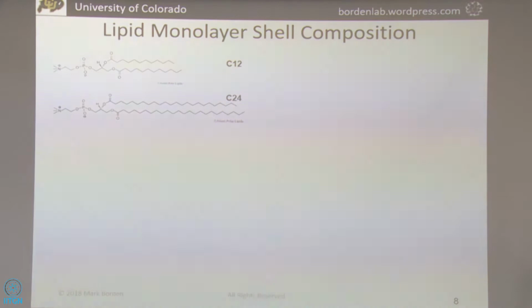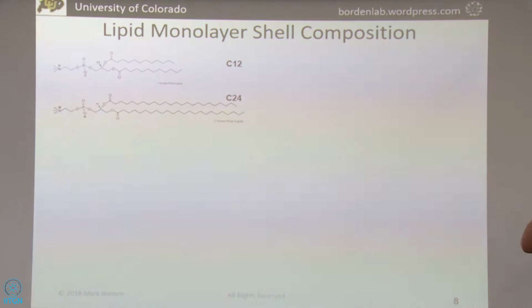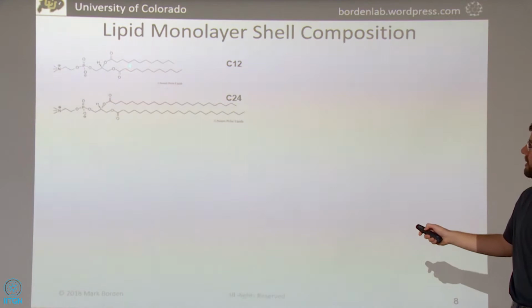We need those lipids to pack tightly on the bubble surface in order to reduce that surface tension. The problem with a double bond, if you have a double bond here, it provides a kink, and those lipids can't pack. So rather than pack together, they just collapse into the subphase, and they don't ever stabilize the bubble. Okay, so we need nice saturated acyl chains.